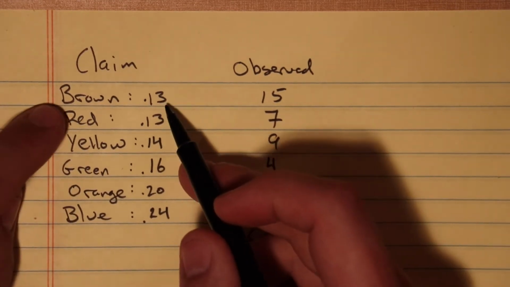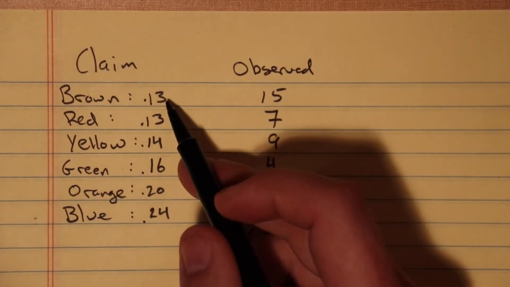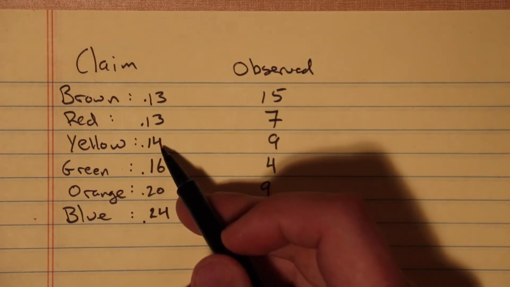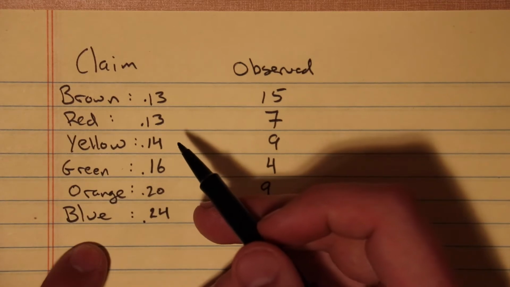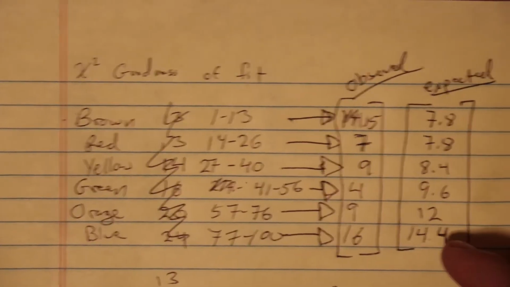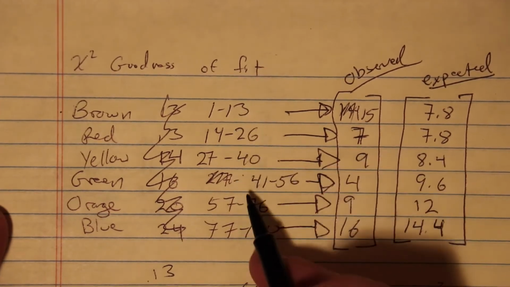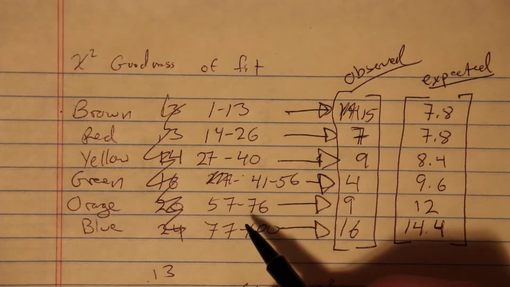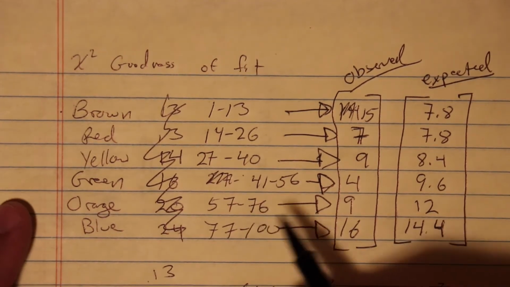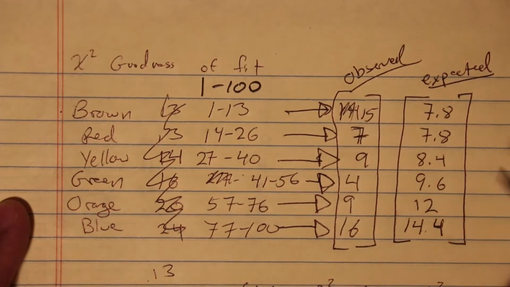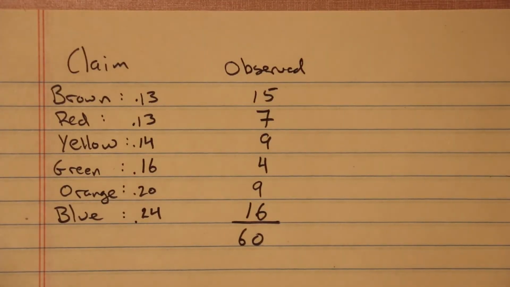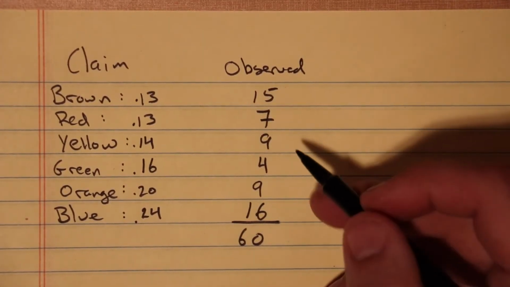So I did a quick simulation. I said that the numbers 1 to 13 represent brown, 14 to 26 represent red, 27 to 40 represent yellow. So I essentially randomized. Let me show you my little scratch work here. I set these numbers to be these colors, and then I randomly selected, using my random number generator on my calculator, 60 numbers from 1 to 100 to simulate what would happen if this was true. And I got this sample. So the observed is just what happened in your sample.